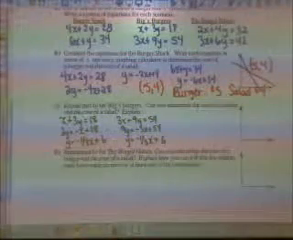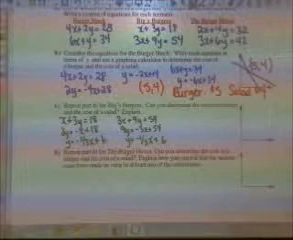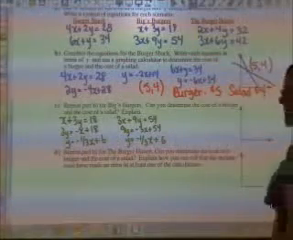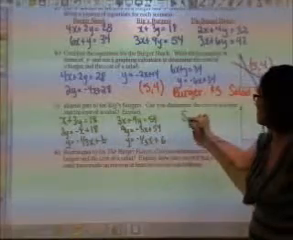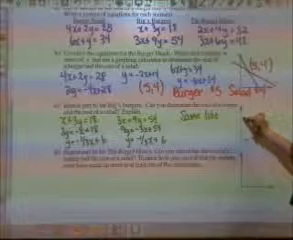What can you tell me about my two lines? They're the same line. They're collinear. We only need to put one in. So we only need to graph one line.